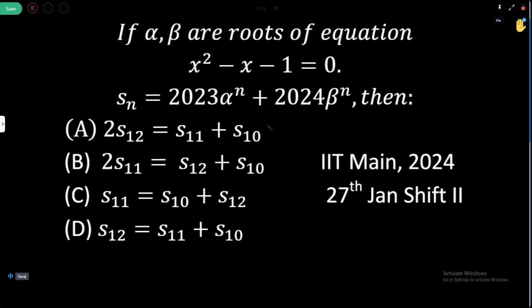A question is taken from JEE Main 2024, which was held on 27th January, Shift 2. The question is related to quadratic equation. Here a quadratic equation is given, where alpha and beta are the roots of this equation.